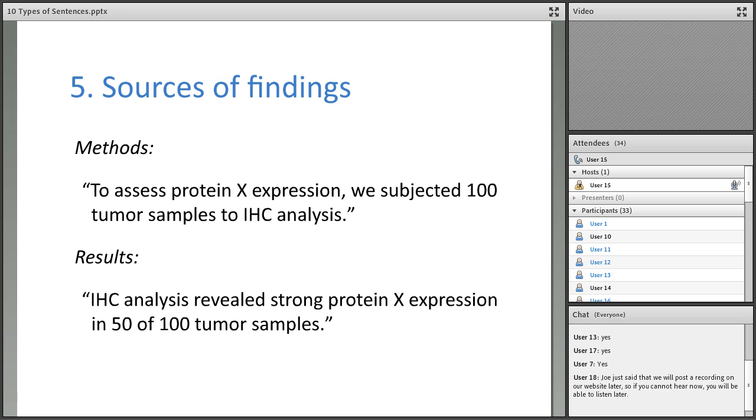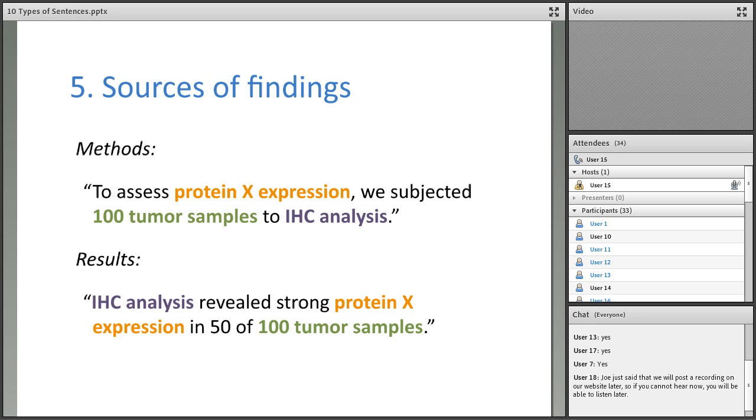IHC analysis revealed strong protein X expression in 50 of 100 tumor samples. These make nice pairings between the methods and the results. Every scientific manuscript should have a method for every result, a result for every method, and using these types of sentences is going to help you. They'll really help you align these methods and results to one another.